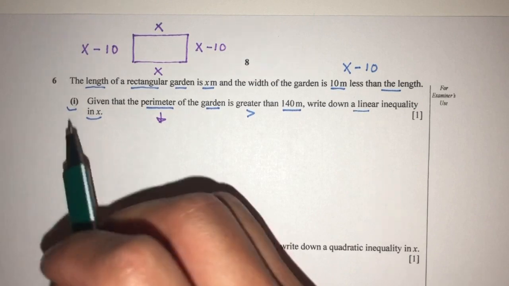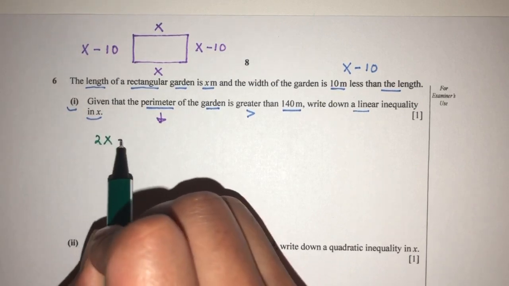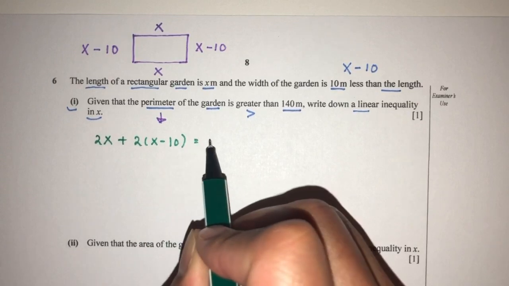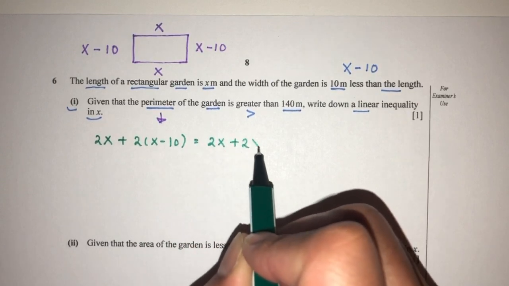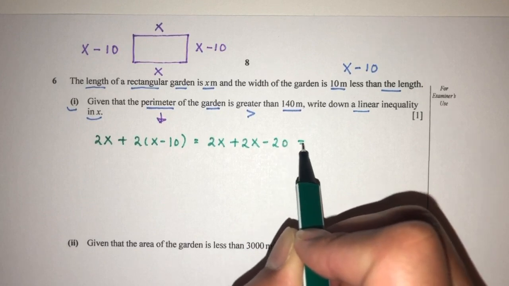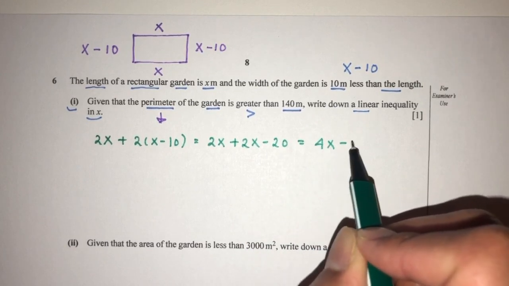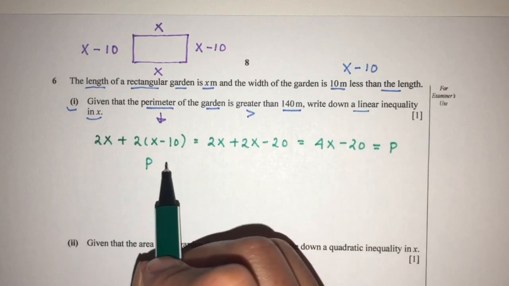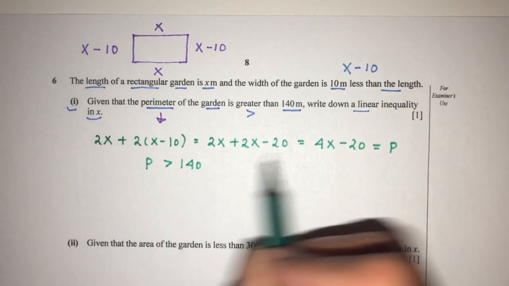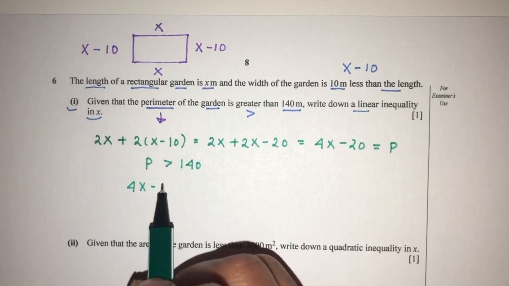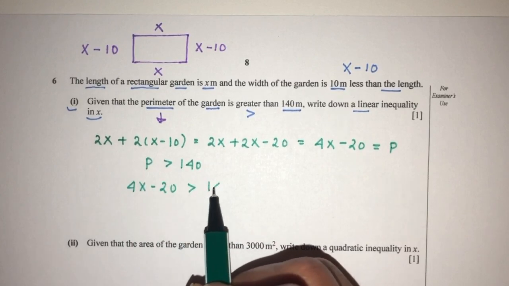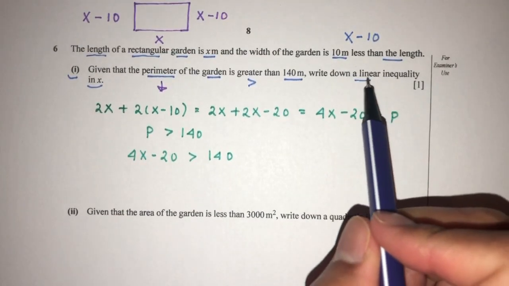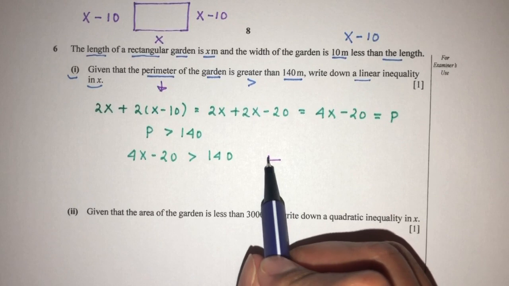So let's do that. That will be 2x plus 2 times x minus 10. So that will be 2x plus 2x minus 20, and that should be 4x minus 20, and that is your perimeter. Now we know the perimeter has to be more than 140, so P, which is 4x minus 20, is more than 140. Okay, as you can see, this is my inequality in terms of x. We can leave this just like this for now.